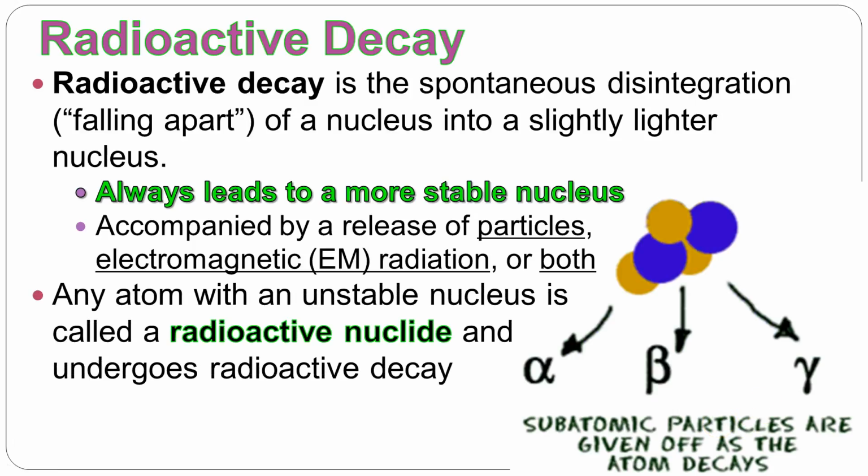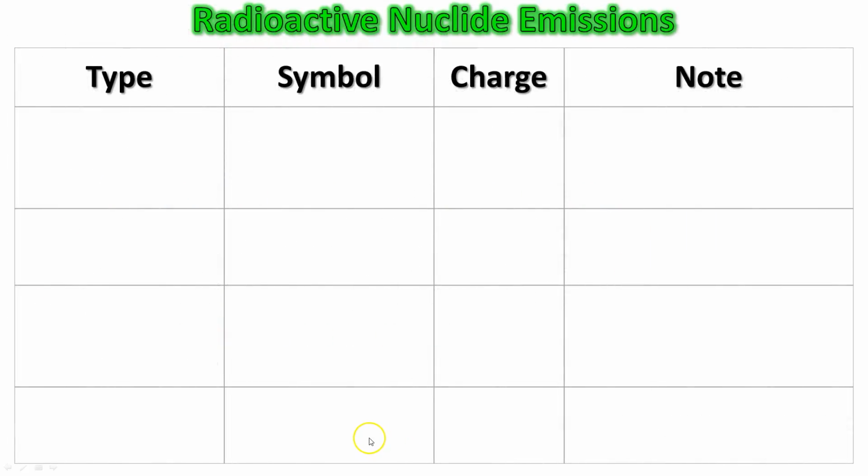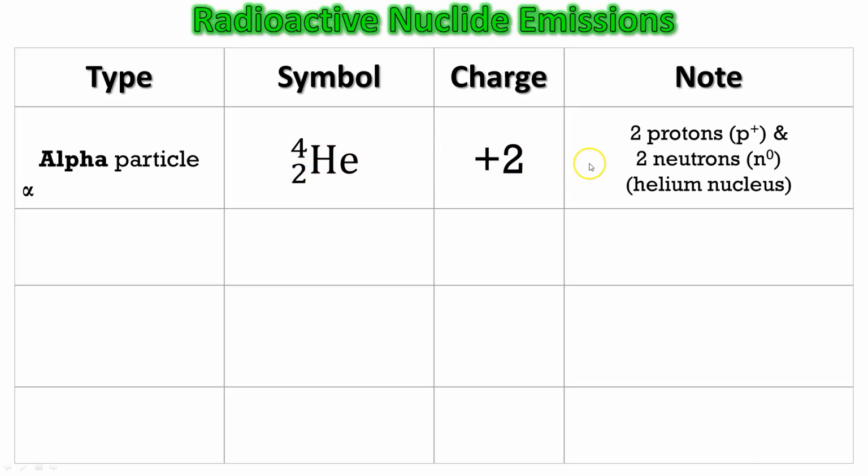Any atom with an unstable nucleus is called a radioactive nuclide. Remember, nuclide is the nuclear chemistry version of an element, and that's going to undergo radioactive decay. We're going to start with our alpha particle. That is the symbol right here, or the other symbol that you'll see for an alpha particle. It has a total mass of 4, 2 protons and 2 neutrons, the helium nucleus. The charge is +2 because of those 2 protons. An alpha particle is essentially a helium nucleus.